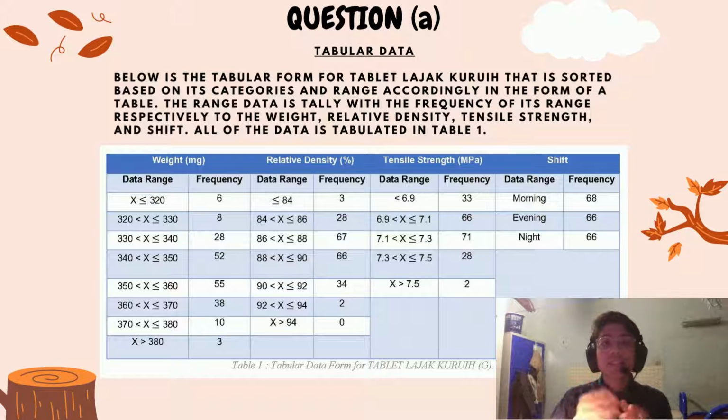About question A for this project. As you can see, this is the tabular form for tablet Lajak Kuruih that is sorted based on its parameters, which are weight, relative density, tensile strength, and also production shift. All of these parameters are sorted based on its data range and frequency. All of this data is extracted from Microsoft Excel, and I illustrate this tabular form based on its data range and also frequency. For a better illustration, I will be presenting the numerical form and also the graphical data form.